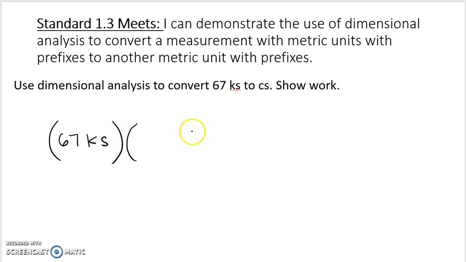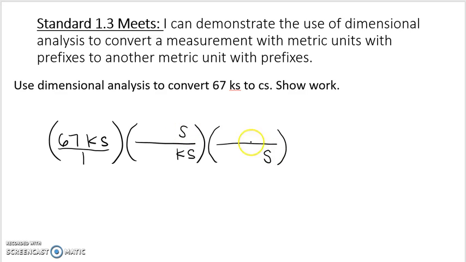So I'm going to set up my next parenthesis. If I'm starting out with 67 kiloseconds and I want to cancel that out, 67 kiloseconds is the same as saying that over 1, because anything divided by 1 is itself. So if kiloseconds is on the top, I want to put kiloseconds on the bottom so that I can cancel it out. One thing I know I can turn kiloseconds into is seconds. I set up another parenthesis because I'm not quite done with seconds yet. Seconds is on the top in this parenthesis, so I want to put it on the bottom in this one, and I can turn seconds into centiseconds.